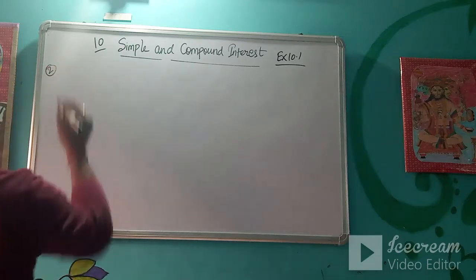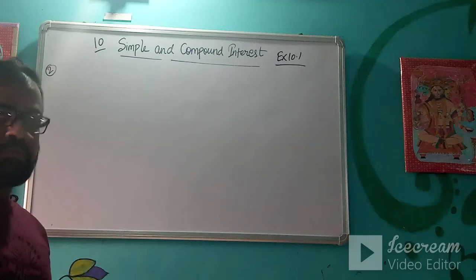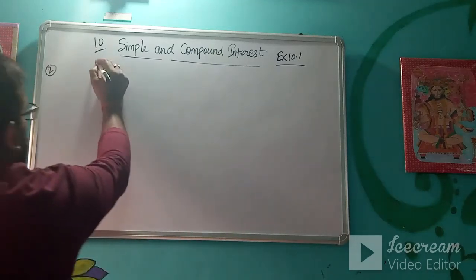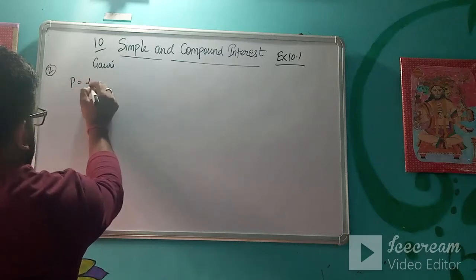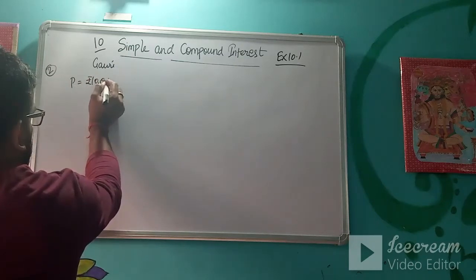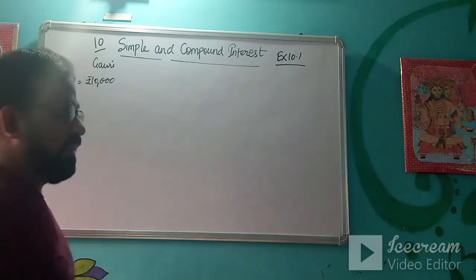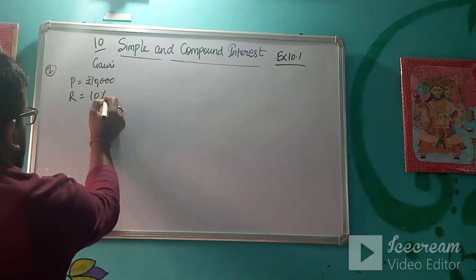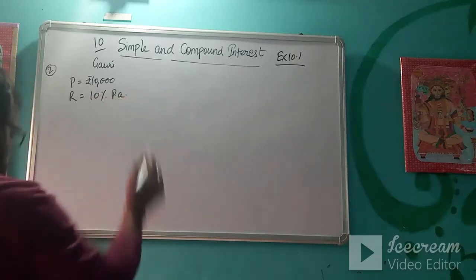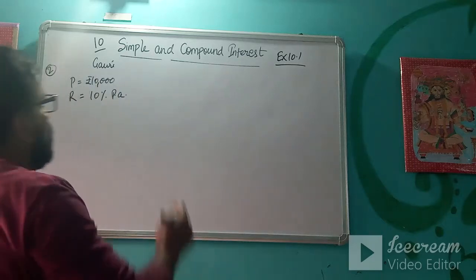Then in question number 2, it is given that Gauri borrows rupees 10,000 at the rate of 10% per annum. So she has taken the money at the rate of 10% per annum and lends it to Sheetal.